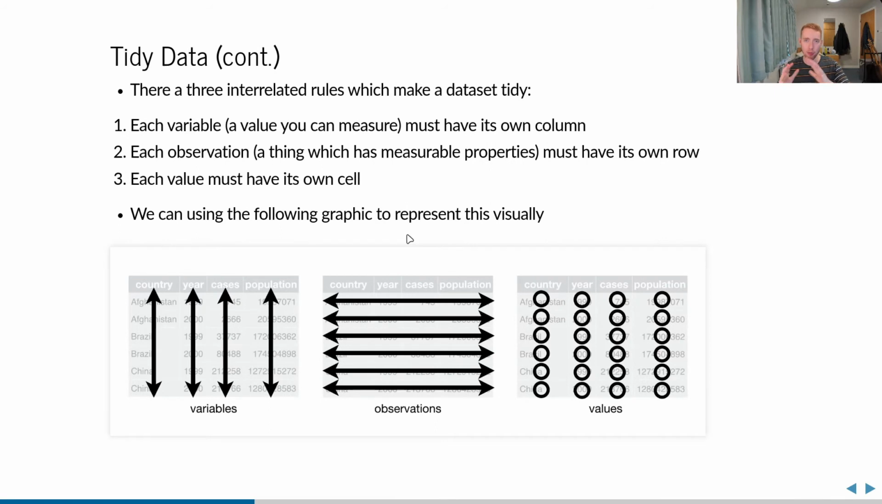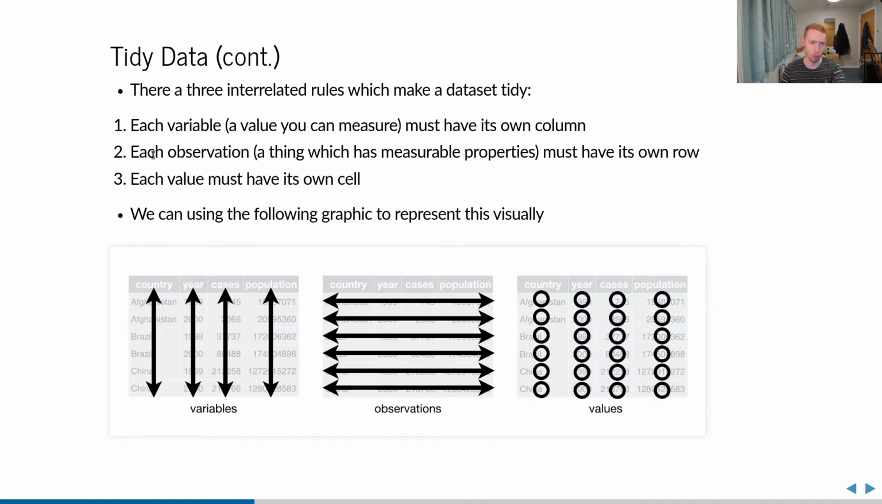So let's define tidy data. There's three interrelated rules that make a dataset tidy. If a dataset satisfies these three rules, and only if it satisfies these three rules, it is considered to be tidy data. The first one is each variable must have its own column. So what is a variable? Well, it's something we can measure about an observation.